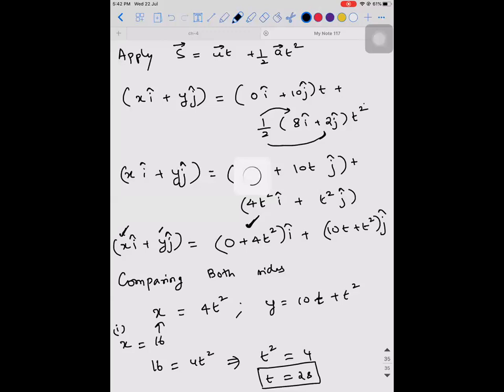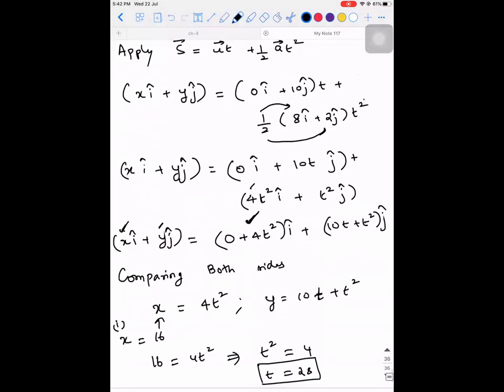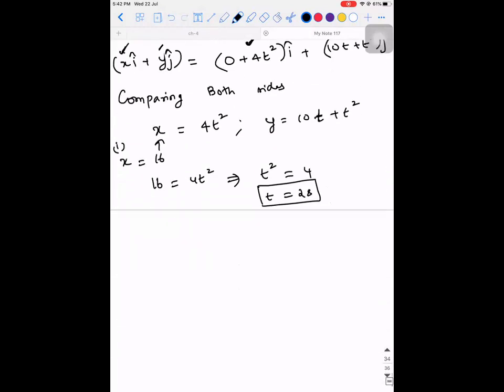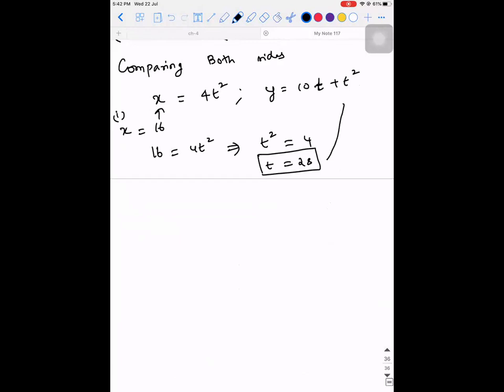So now what is the second part of the question they are asking? The second part is, what is the y coordinate of the particle at that time? So what is the time? 2 seconds. So if I take 2 and substitute it here, in the second part, what will happen? y will be equal to 10 into 2 plus 2 square. That will be 20 plus 4.